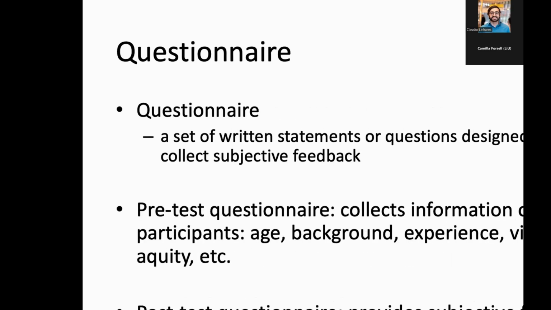And then we have questionnaires. You all know what a questionnaire is, right? You have to respond in some way to written statements or questions. And these can be used to collect information before the study. We have talked about that already. And also we use them after a study to collect the subjective dimension of our data, right?